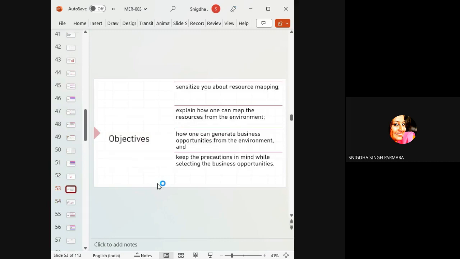There are ample resources available in the environment. Now, which are the resources that could be utilized by the entrepreneur? That needs to be determined. So the resources that are to be used by the entrepreneur, the resources that are to be exploited by the business ventures need to be figured out, and for that a systematic approach is formulated through which mapping of the resources could be done.